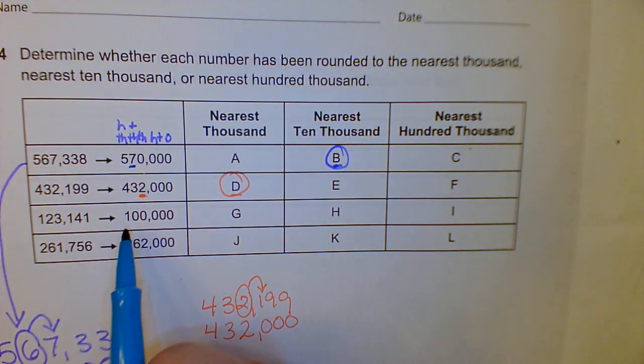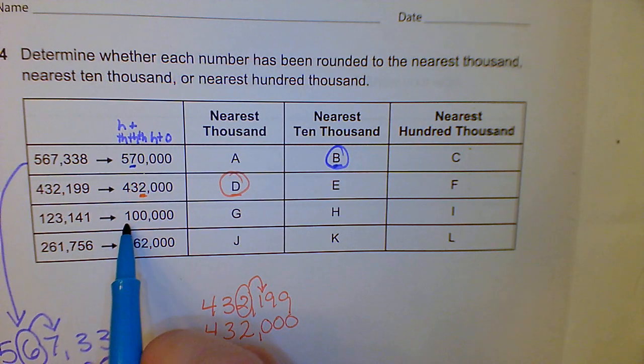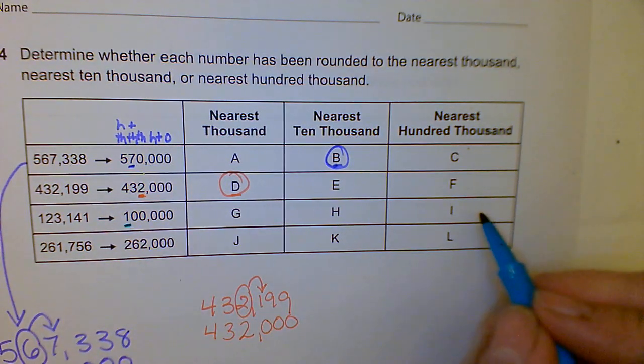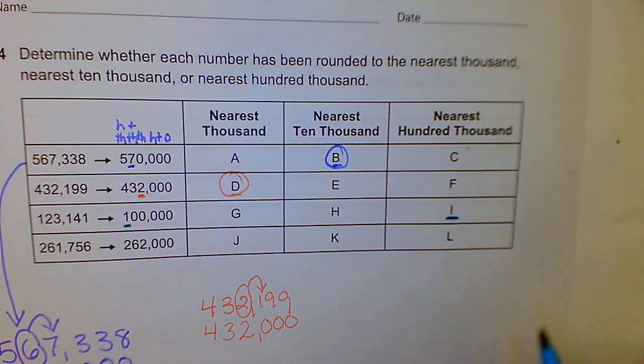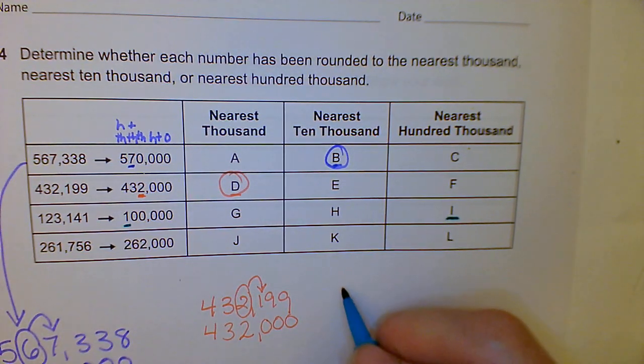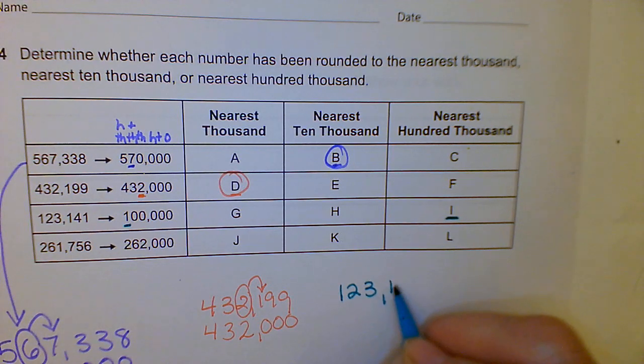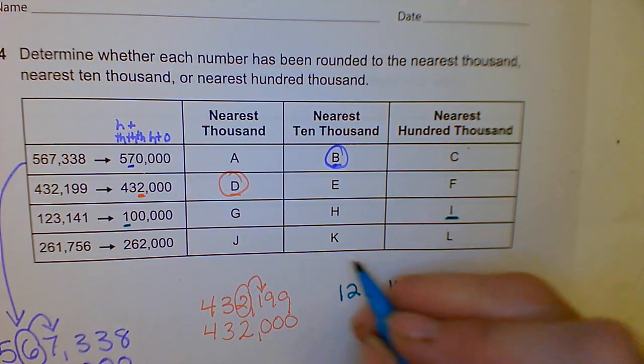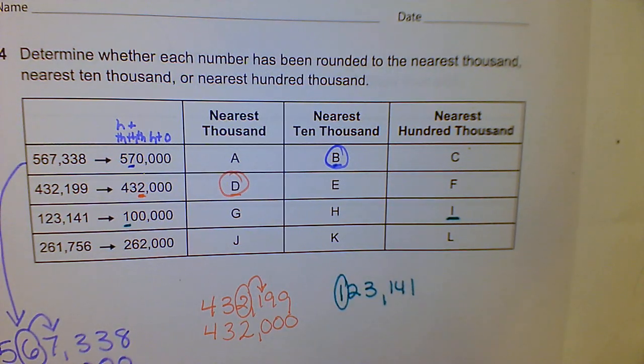123,141. So my guess, when I look at this, is that my last digit is in the 100,000s place. You can see that right there. So this is my guess, but let's try it out. So I have 123,141, and I'm rounding it to the nearest 100,000. That's our guess. And when I look next door, I see a 2.